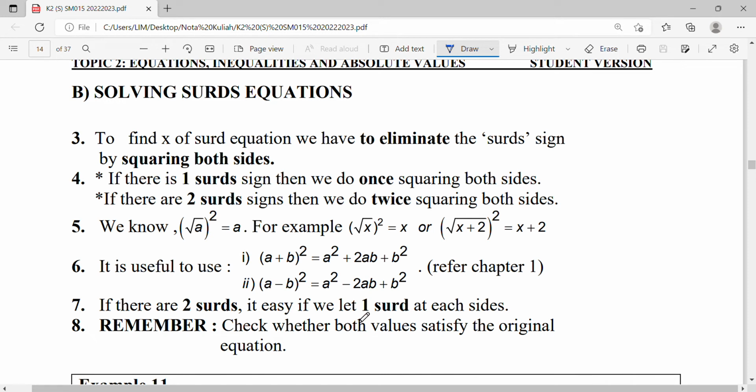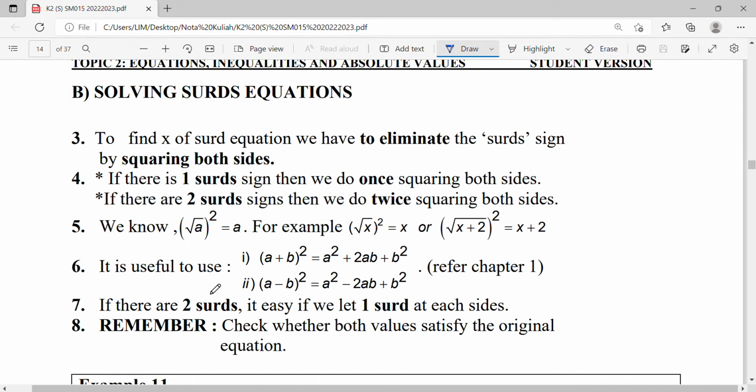We arrange first. So with 1 surd, put the surd at the left hand side. With 2 surds, left hand side 1, right hand side 1. With 3 surds, we try to arrange 2 at the left hand side and then 1 at the right hand side. Only then do we start squaring both sides to remove the square root in order to find the x inside here. So solving means to find the x inside here.